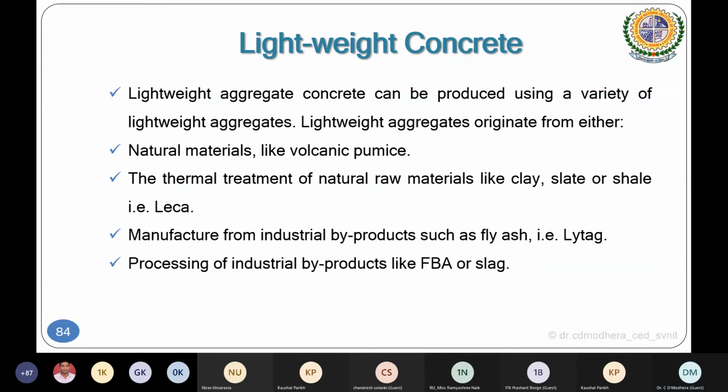Lightweight aggregate concrete can be produced using a variety of lightweight aggregates. Lightweight aggregates originate either from natural material or from the thermal treatment of natural raw materials like clay, slate, or shale, or LECA. So it is related to very low weight, where thermal treatment in a power plant is concerned. They are also manufactured from industrial byproducts such as fly ash, then processing of industrial byproducts, that is slag kind of thing, or otherwise GGBS.